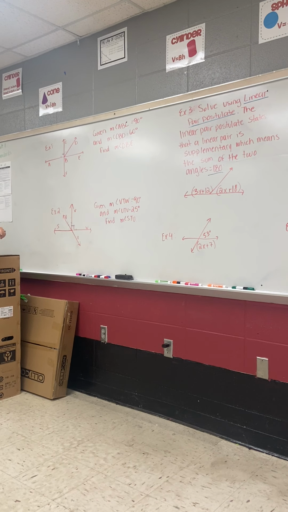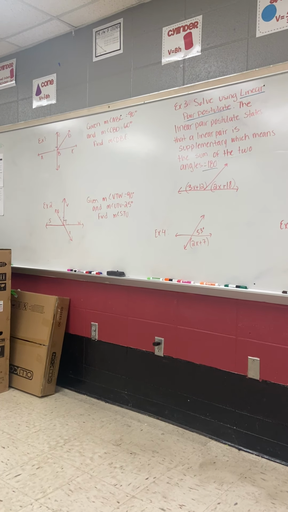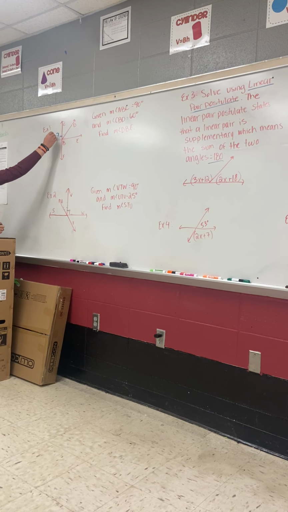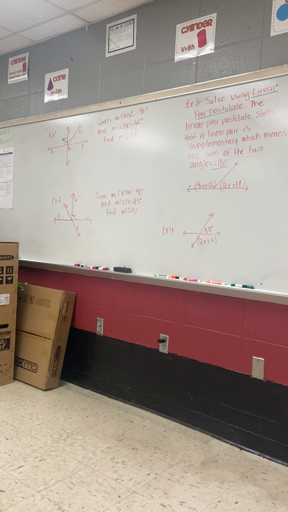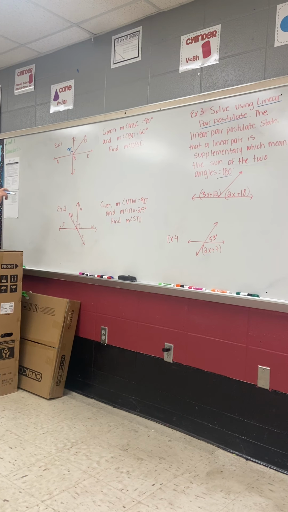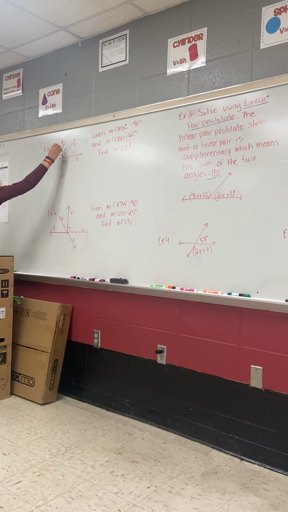So number one, it says, given the measure of angle ABC is 90. So the first thing that I'm going to do is plug in what it gives me. So I'm going to go find ABC, and I'm going to put 90 for that angle. So 90 degrees will go here. Okay? And CBD is 60 degrees. So CBD, so I know this angle right here is 60 degrees.